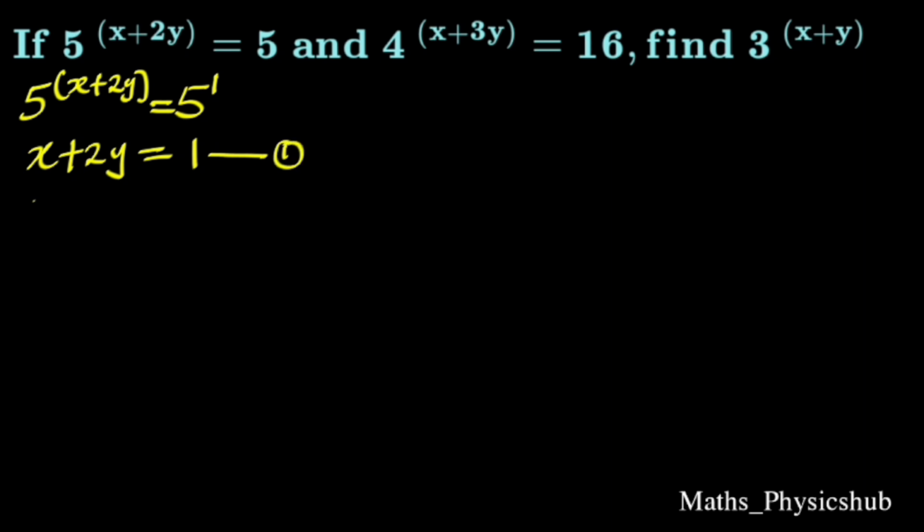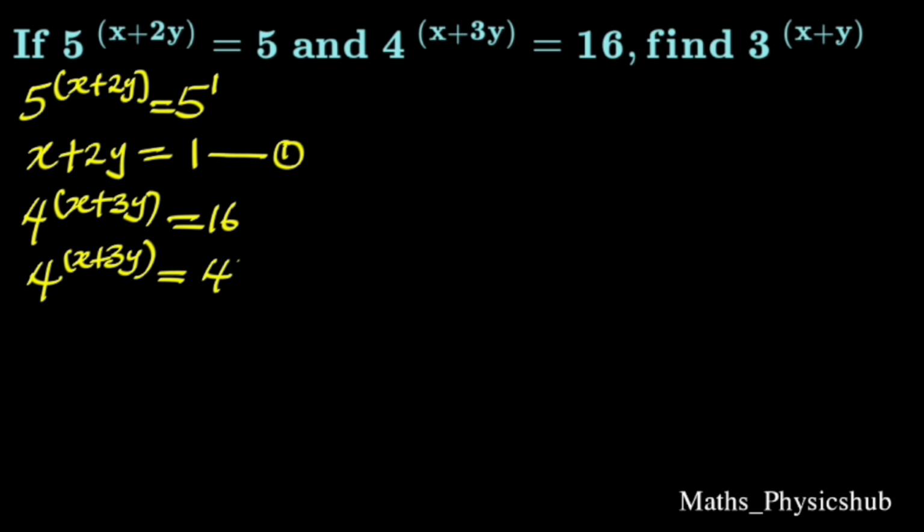Also, 4 power x plus 3y equals 16 is the same as 4 power x plus 3y equals 4 power 2, because 4 power 2 is 16. Now that both sides have the same base, equating the powers will give us x plus 3y equals 2. Let's call this equation 2. Going further, we will solve equation 1 and 2 simultaneously.